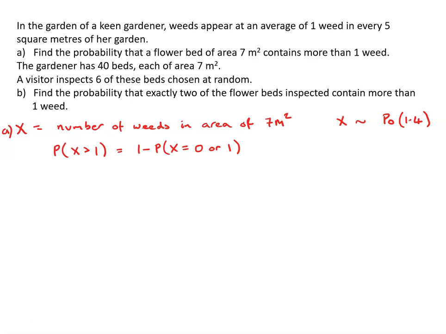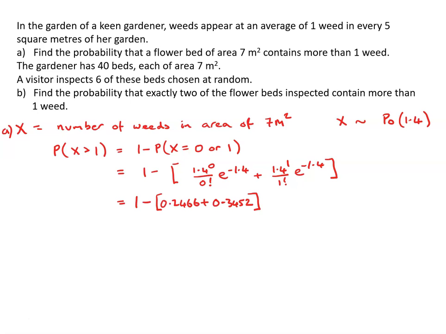So the probability that x is greater than 1 is going to be 1 minus the probability that x equals 0 or 1. So that's 1 minus the expression for the probability that x is 0 plus the expression for the probability that x equals 1, which we can calculate easily and obtain 0.4082.